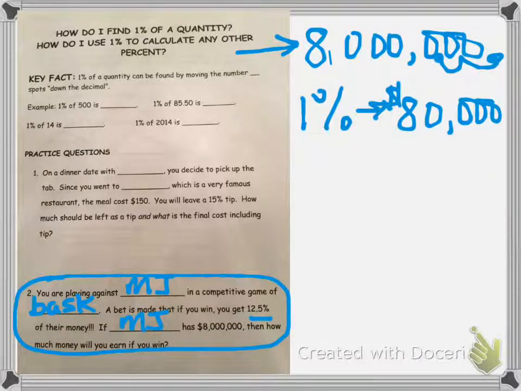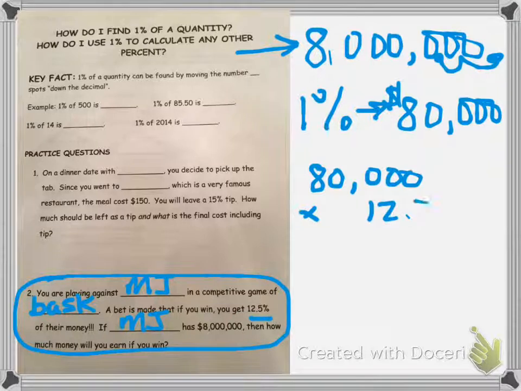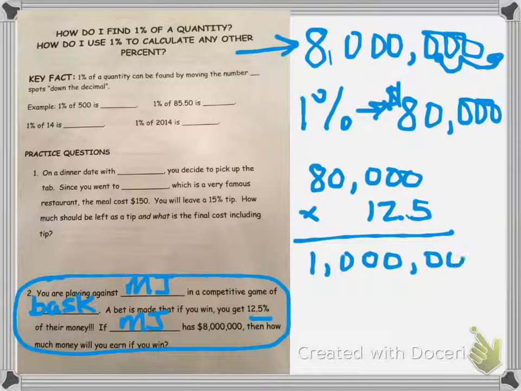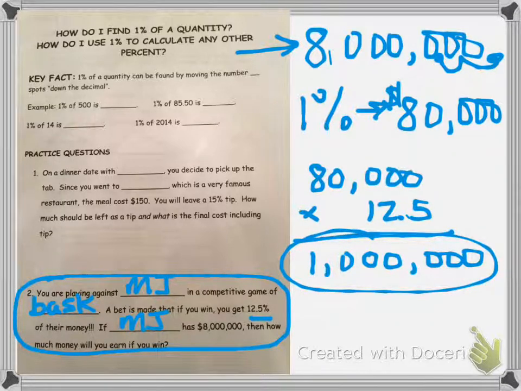Now, if we want to find 12.5%, we're going to do what we did in the last question, which is to take our 1% quantity, and we're just going to actually multiply that times 12.5. Makes sense. 1%, 12.5 times would be 12.5%. And when you multiply that out, 80,000 times 12.5, this gives us a total of an even $1 million, which is kind of neat. It looks like 1 million out of 8 million would be 1/8, so that 12.5% you found must also mean 1/8. But anyway, 12.5% of 8 million is $1 million.